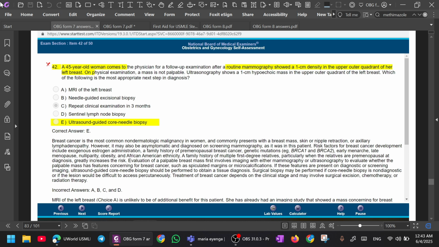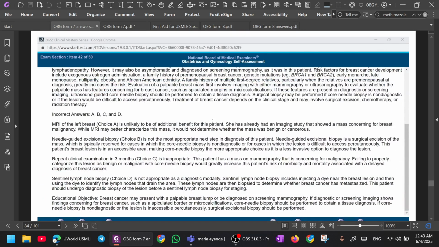It is not MRI of the breast, which is unlikely to be of additional benefit for this patient. She has already had an imaging study that showed the mass concerning for breast malignancy. While MRI may better characterize this mass, it will not determine whether the mass is benign or cancerous. A needle-guided excision or biopsy is not the most appropriate next step in diagnosis. It is a surgical excision of the mass, which is typically reserved for cases in which core needle biopsy is non-diagnostic or the lesion is difficult to assess percutaneously. This patient's breast lesion is in an accessible area, making core needle biopsy the more appropriate choice as it's a less invasive option to diagnose the lesion.